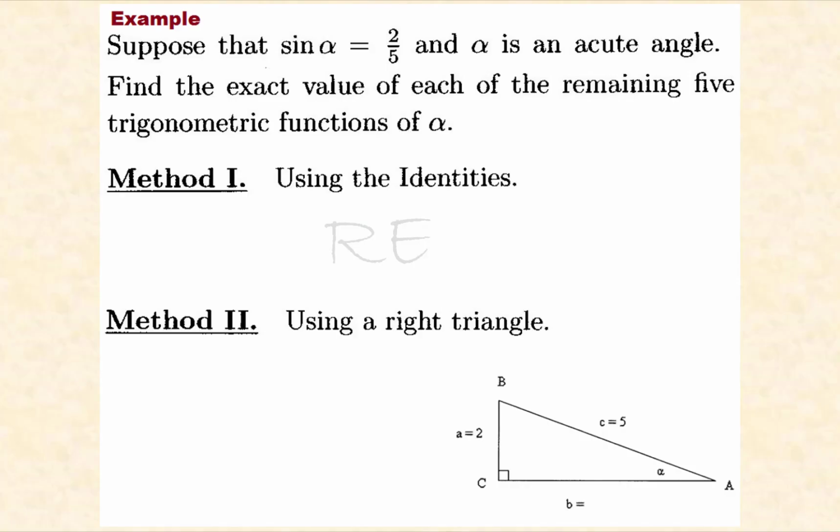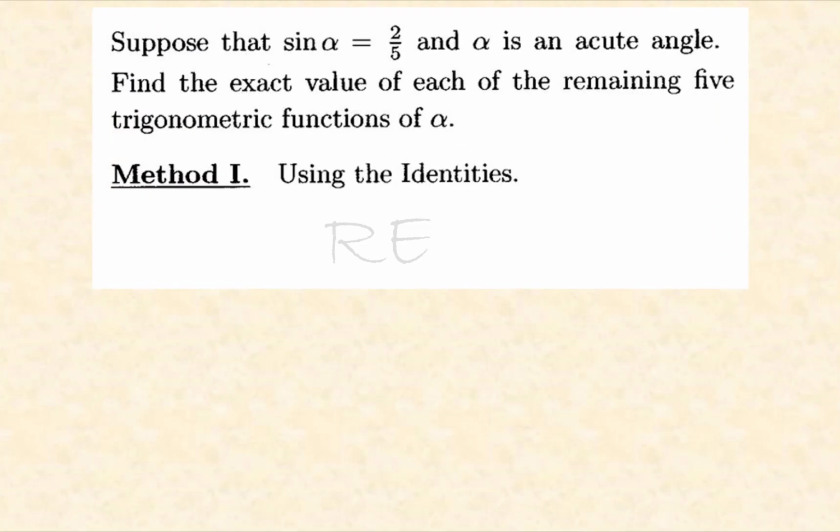If sine alpha is equal to 2/5 and alpha is an acute angle, we need to find the remaining 5 trigonometric functions of alpha. First, we're going to use identities. We know that sine alpha is equal to 2/5. And we also know that in general, sine squared alpha plus cosine squared alpha is equal to 1.